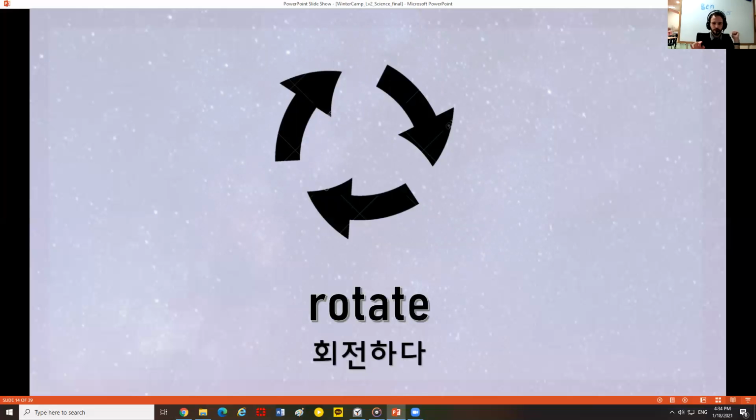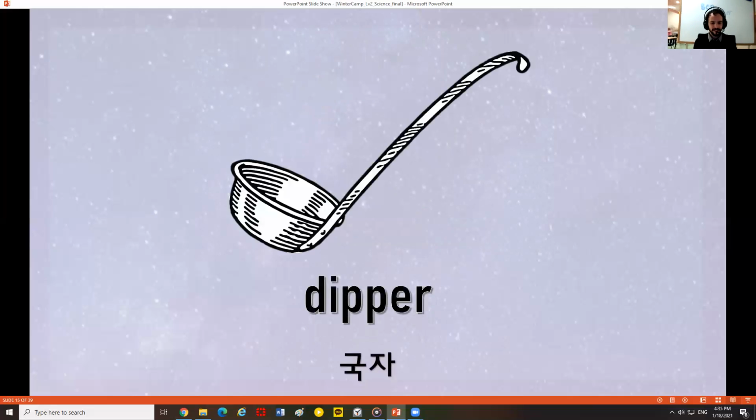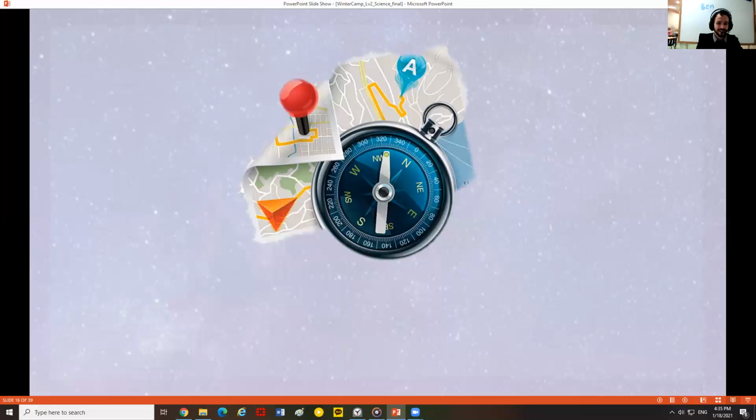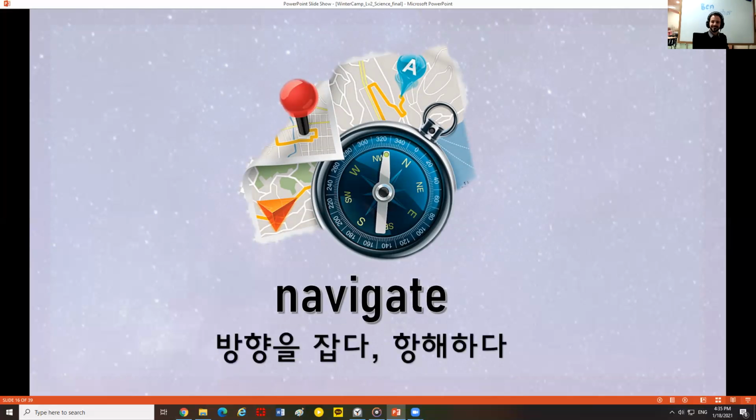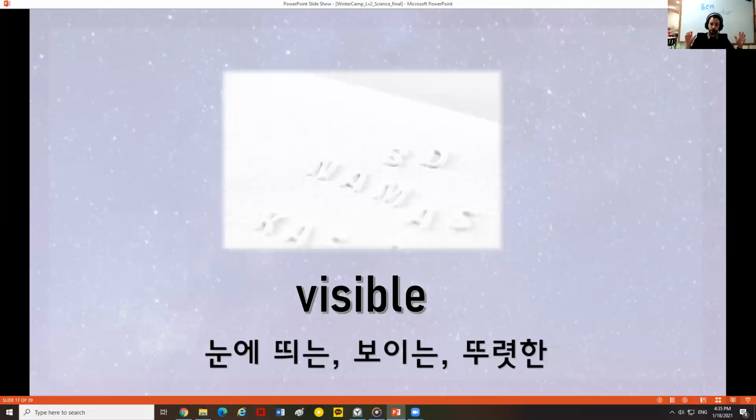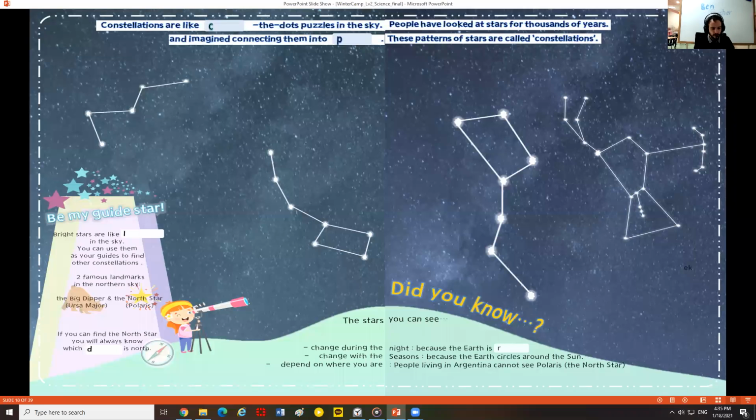Rotate. Rotate is to turn or to spin. Dipper. Dipper, this is like a ladle, something you use to pick up soup or maybe a drink. Navigate. Navigate is to find where you're going or to follow directions. Visible. If something is visible, it means you can see it. If it's invisible, you can't see it.